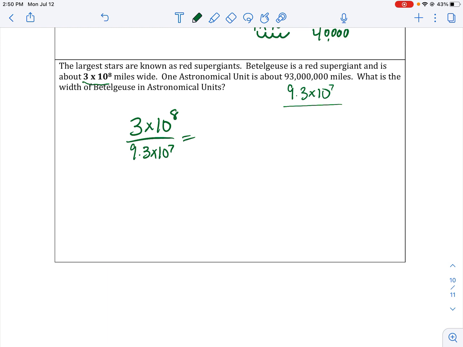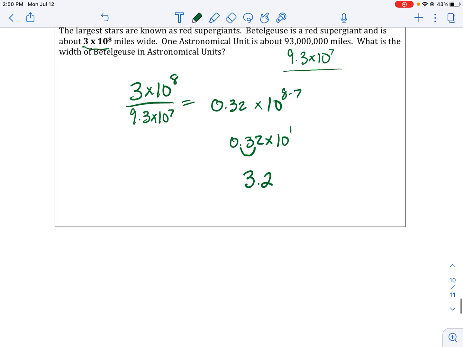So we get 3 divided by 9.3, which gives us 0.32, and I'll round it there, times 10. Now when I divide like bases, I subtract my exponents. So 0.32 times 10 to the 1st. Let's put this in standard form. So it is 3.2 times as large.